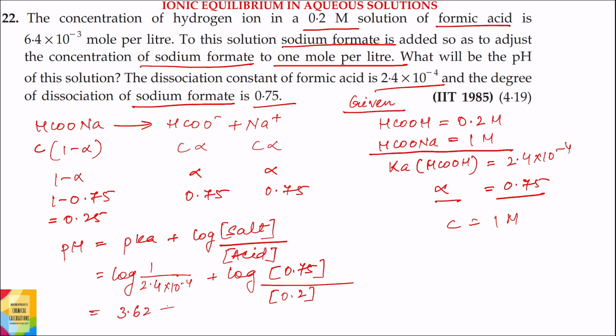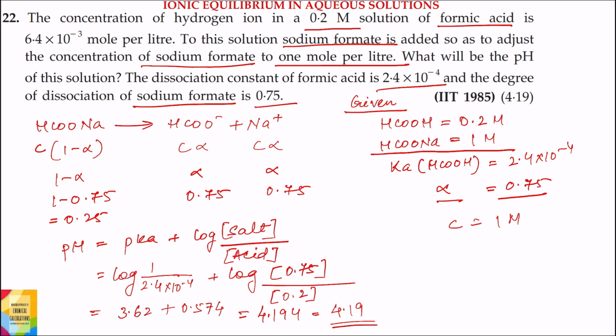So pKa value will be equal to 3.62, plus log 0.75 divided by 0.2, which is equal to 0.574. Now adding the values, the value of pH will be 4.194, or this can also be written as 4.19. So the pH of the solution is 4.19.